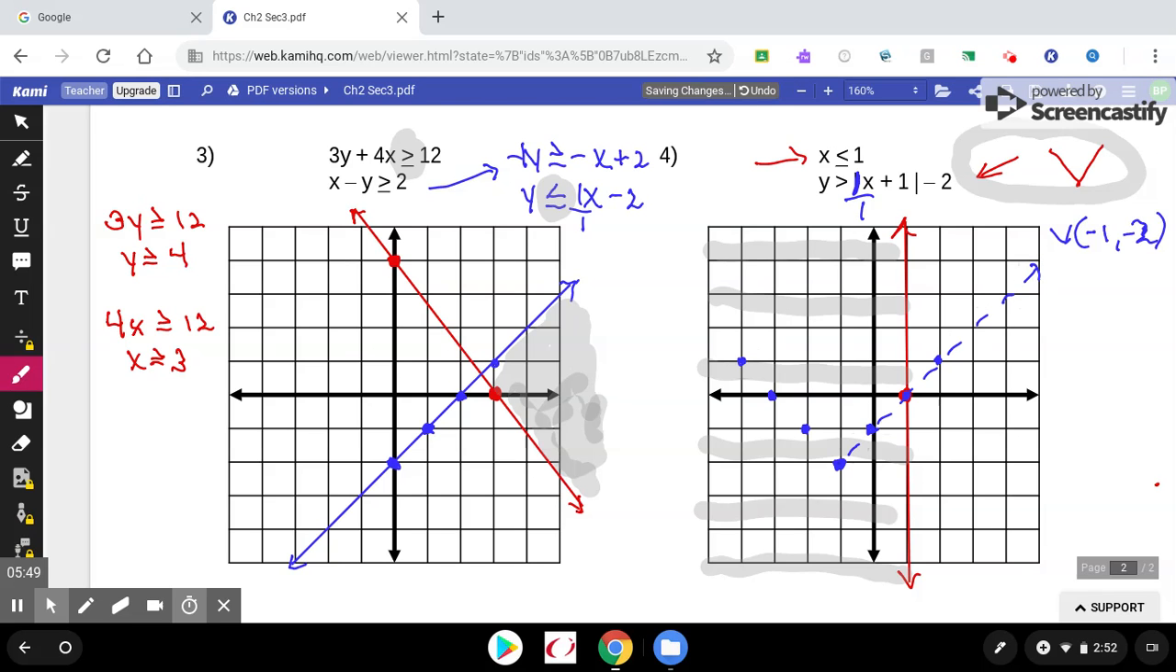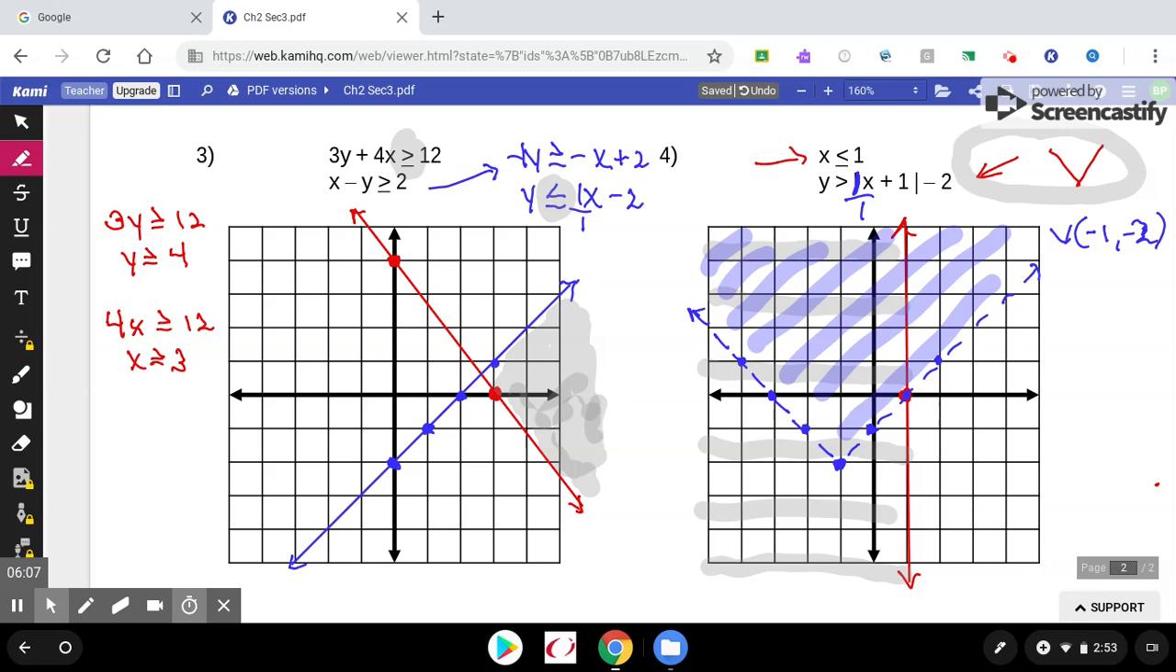So it says greater than. Where are we going to shade? Well, I've got to go above. If I'm going to go above a V, it's got to be inside of the V. So let me grab some blue to shade with, and I'm going to shade inside my V.